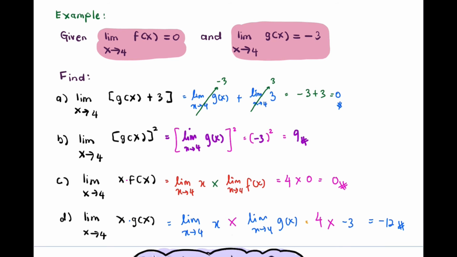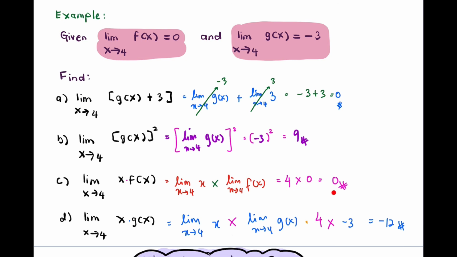Now let's proceed with part C. The limit of x multiplied by f(x). Let us expand our limit. This is the limit of x times the limit of f(x). For the limit of x, this is just the limit of a polynomial. So we can just substitute the value of 4 inside. So this is 4. Meanwhile, we have the value of the limit of f(x), which is 0. So just put it here as 0. Let's solve this. 4 times 0 is equal to 0.